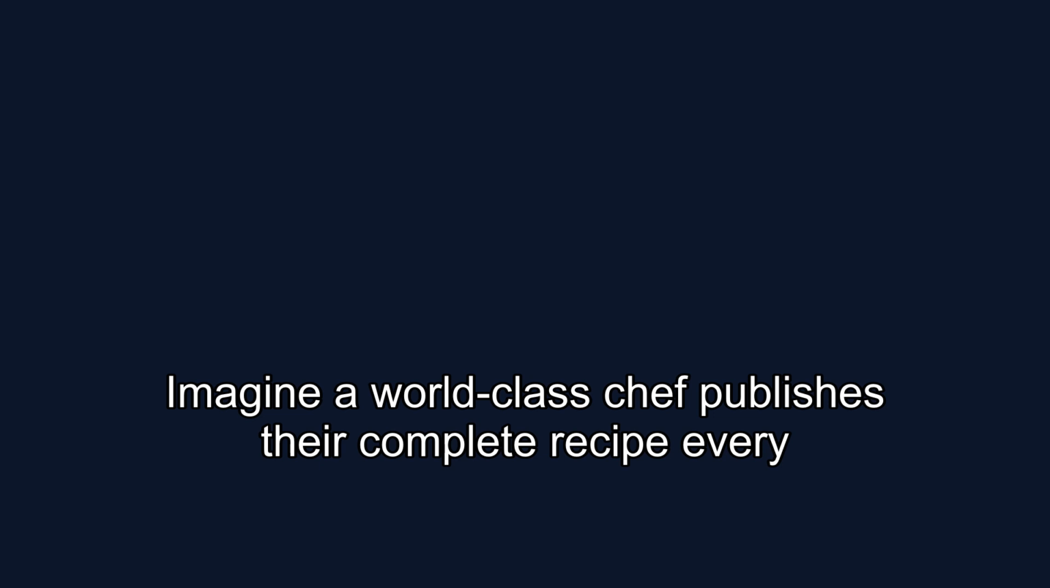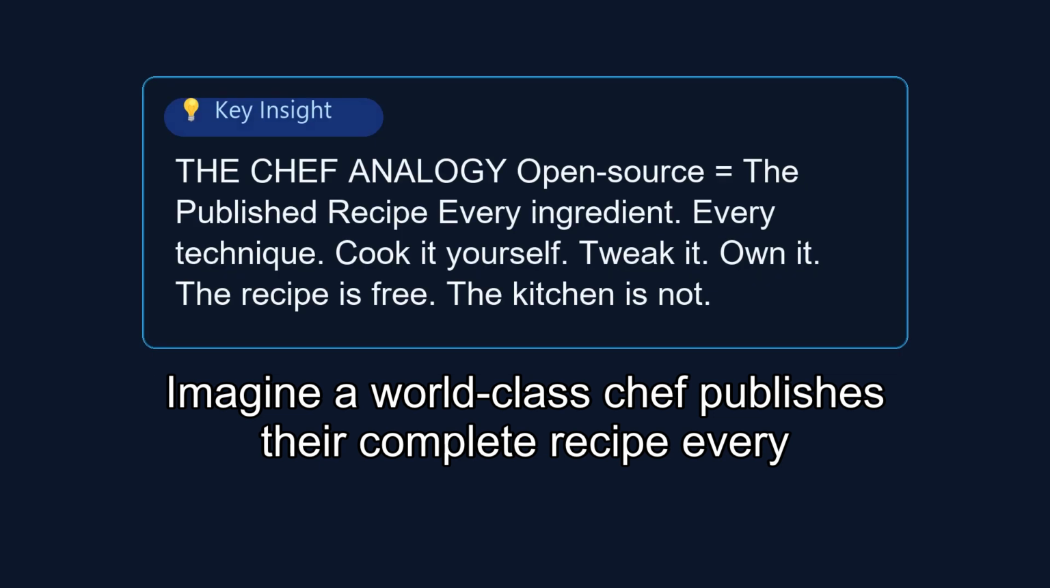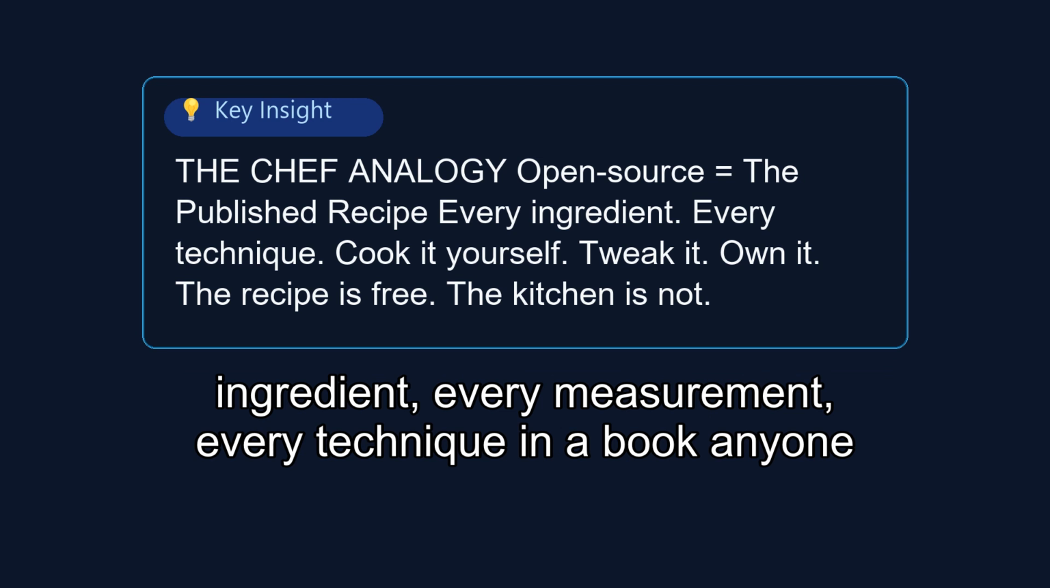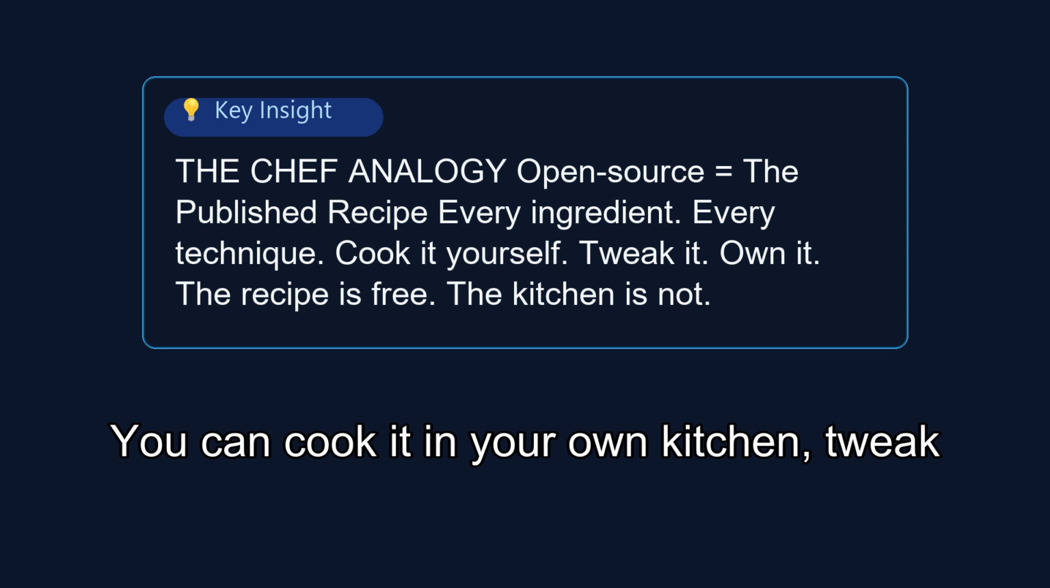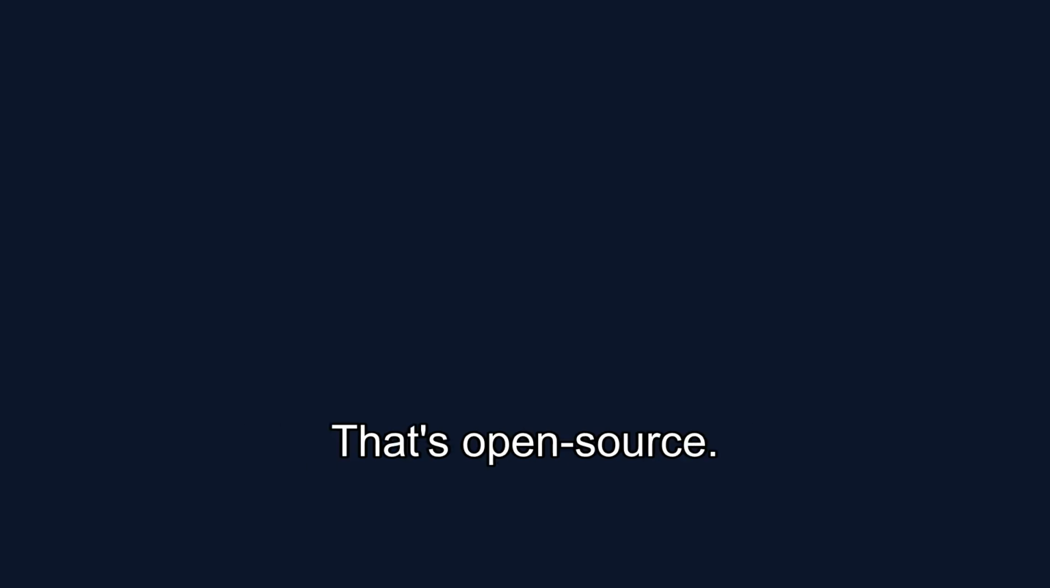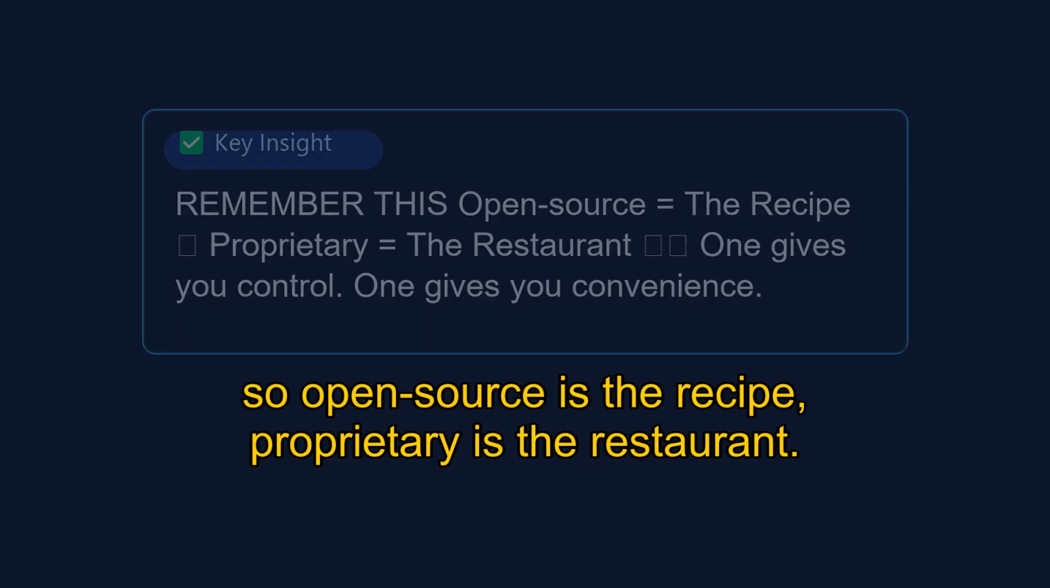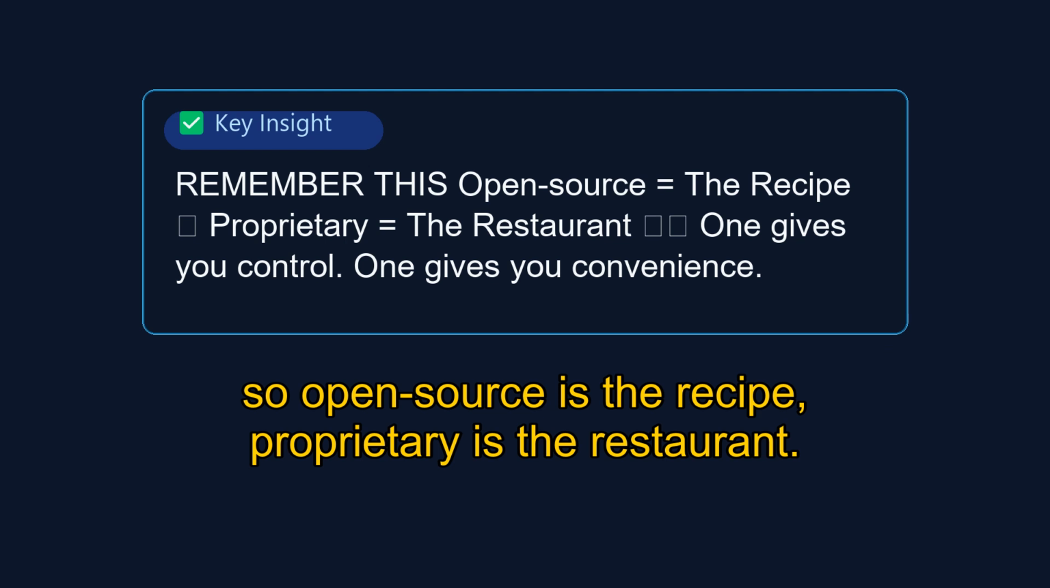Out there. Let me make this concrete. Imagine a world-class chef publishes their complete recipe. Every ingredient, every measurement, every technique, in a book anyone can buy. You can cook it in your own kitchen, tweak the seasoning, serve it at your restaurant, even put your name on the menu. You own the dish you make. That's open source. Contrast that with a restaurant that only sells you the finished meal through their door, on their schedule, at their price. And you never see the kitchen. That's proprietary. Okay, so open source is the recipe, proprietary is the restaurant.